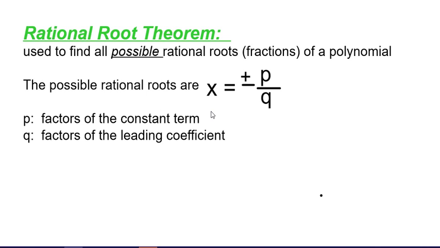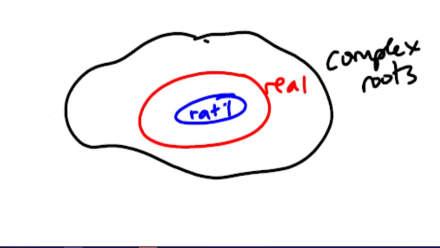And in this case, the possible rational roots are x equals plus or minus p over q. The factors of p are the factors of the constant term at the end of the polynomial, and q are the factors of the leading coefficient. So go ahead and write that down. So let's just review again what rational numbers are.